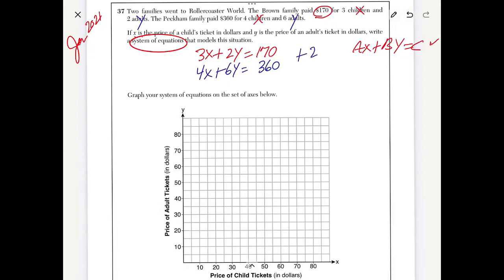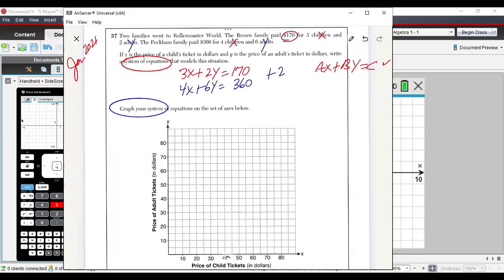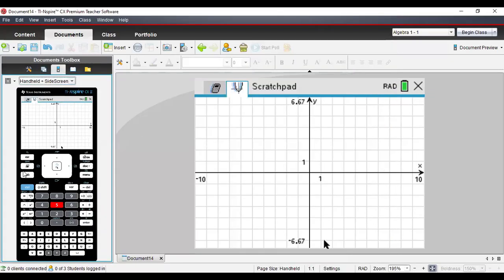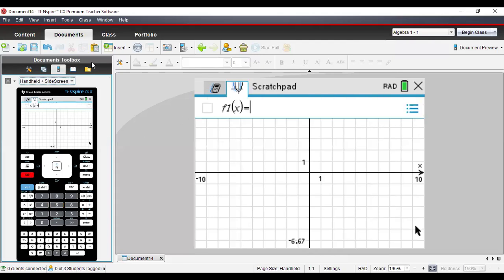Now, normally we would graph this even if it said algebraically, but in this case, they actually want us to graph. So this is going to be right up our alley. So I would just go to the calculator and graph it. And I need just a couple of points. So watch what I do. I am going to get my calculator.